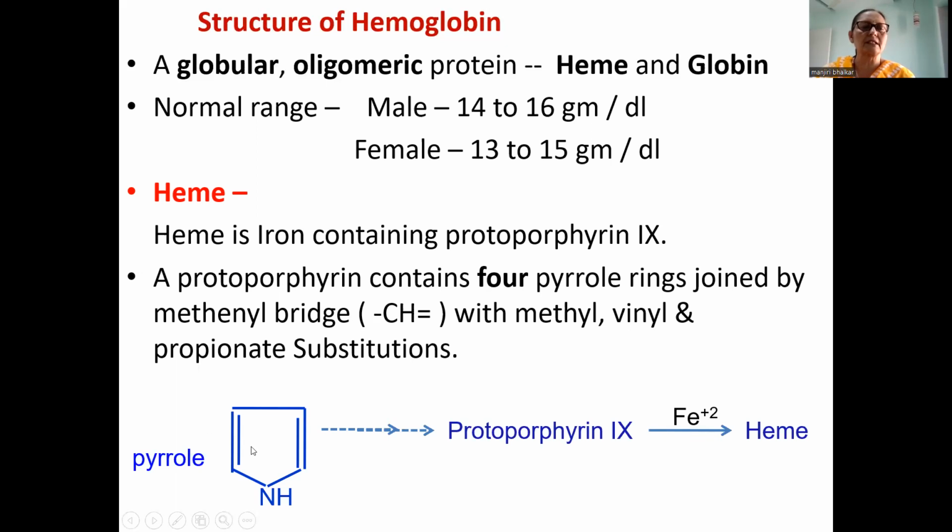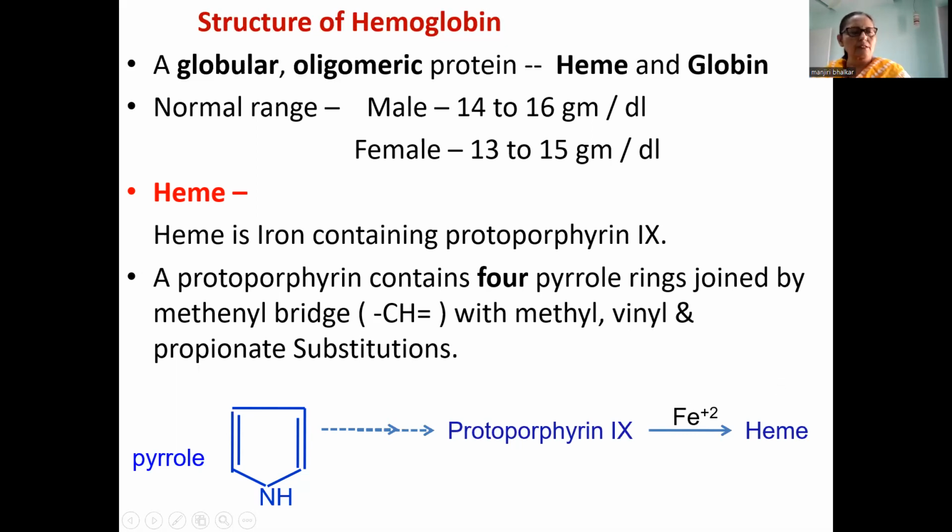So it can be represented diagrammatically like this. This is a pyrrole ring. You can see it's a 5-membered ring with two double bonds and one nitrogen present amongst these 5 members. Four such pyrrole rings are connected to each other by methynyl bridges. It will form protoporphyrin 9 when they are substituted with methyl, vinyl and propionyl. When it takes iron at the center of these four pyrrole rings, it makes heme.